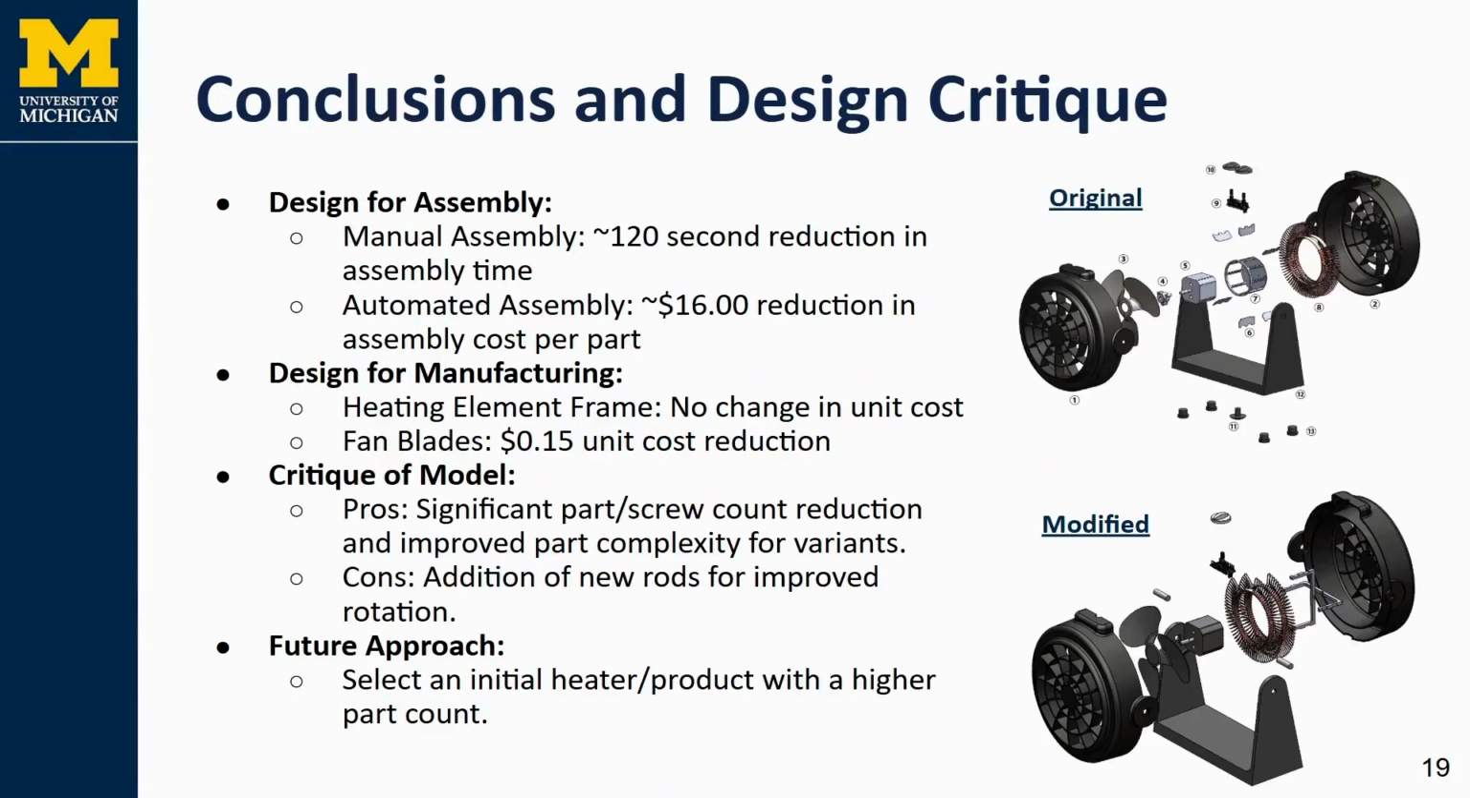Overall, our group drastically improved the original design of the heater assembly. The manual assembly time was reduced by 2 minutes, and the automated assembly cost per part was improved by $16. While there was minimal improvement for the heating element frame cost during the design for manufacturing, the fan blade cost was reduced by 15 cents per part. The pros of our changes involved the significant part and screw count reduction and the improved part complexity for variants, while our biggest con was adding new rods into the product to facilitate and improve rotation of the heater.